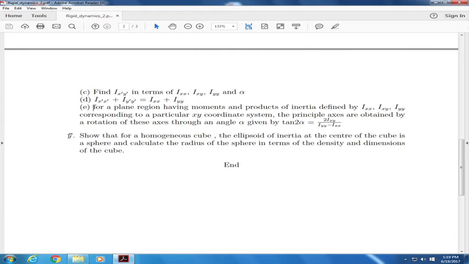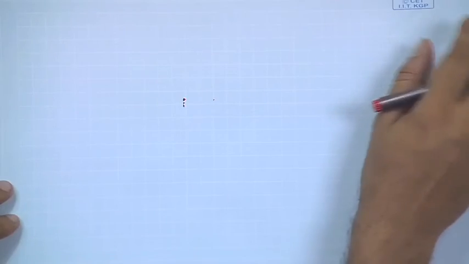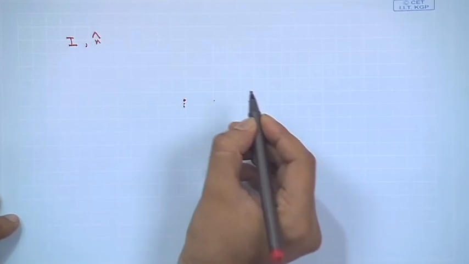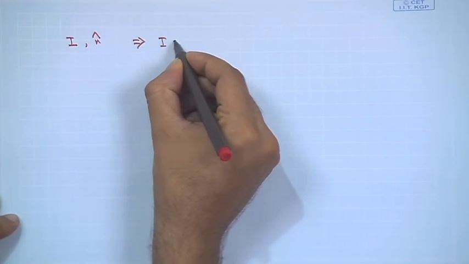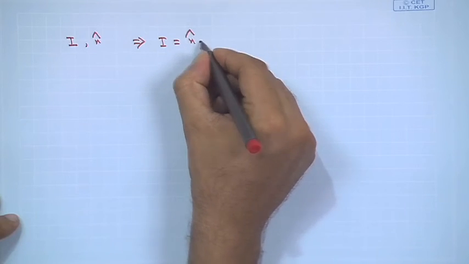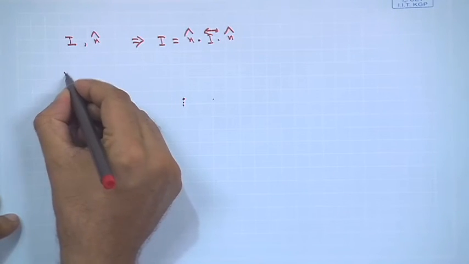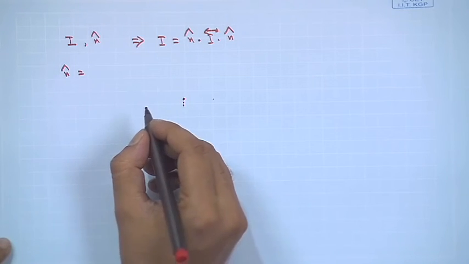Now, for the 7th problem, before we could proceed to the 7th problem, we need to develop another concept which is called the inertial ellipsoid. Okay. The moment of inertia for any given direction n capped, I think this has also been discussed in the class, is given by I is equal to n capped I tensor n capped.